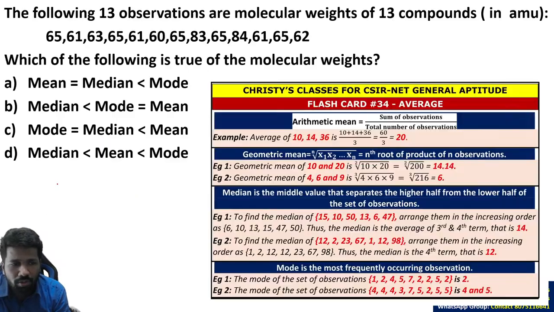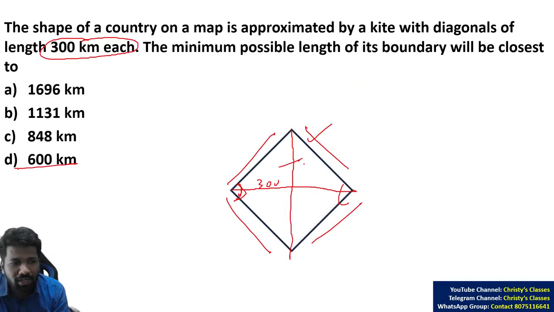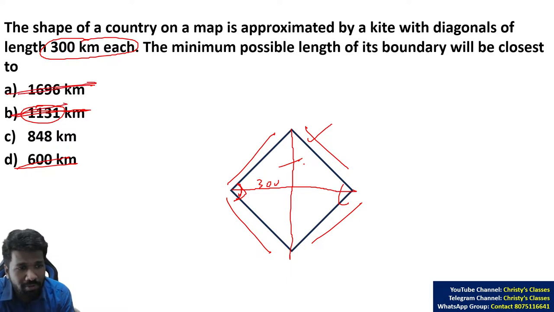600 into root 2, ye char option mein 600 nahi ho sakta. Root 2 is like 1.41, that is much less than 2. 600 into 2 is 1200. 1131 is more closer to 2. So, it will not be 600 into root 2 nearby. So, ye galat hai. Ye 600 into 2 se bhi zyada hai. Then this only will be remaining.